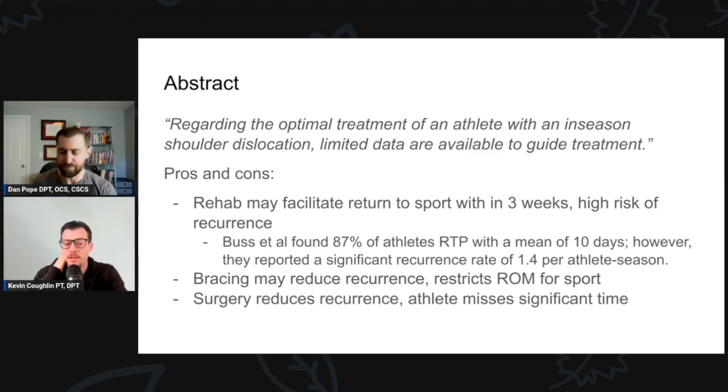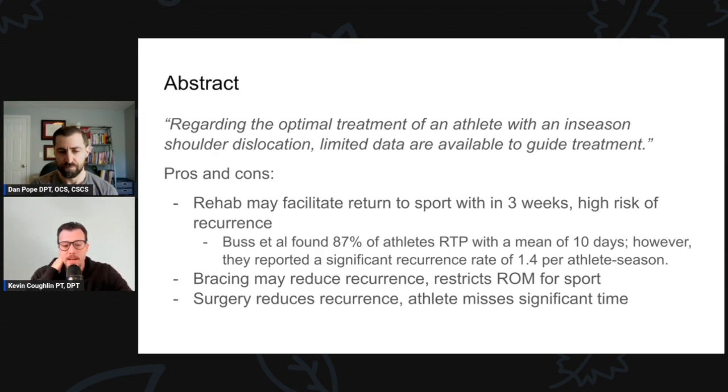Yeah, for sure. And we'll talk about this, but bracing may reduce recurrence, but it comes with a con of perhaps restricting their range of motion for sport. So if you picture that baseball pitcher, they have some instability. You put them in a brace for a few weeks to prevent recurrence, but now they could be very tight. And if we're mid-season, that could mean more time that they miss as they try to get their motion back.